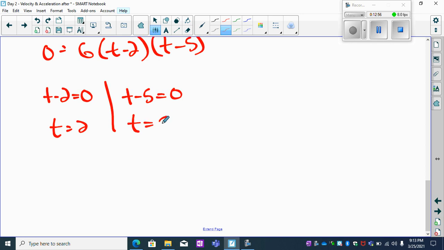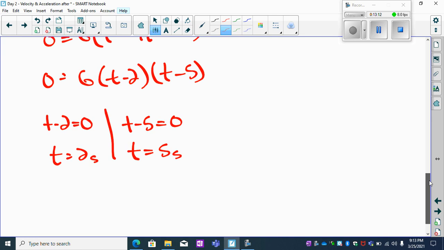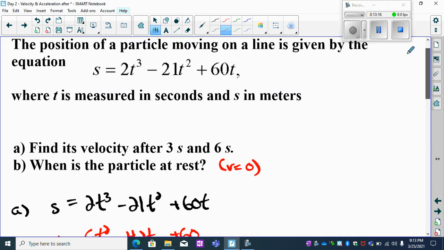That answers when. If they ask you when, that's like they're asking for the time. So what are the units on the time here? Seconds. So the particle would be at rest at 2 seconds and at 5 seconds. Okay. I believe that's it, only part A and B.